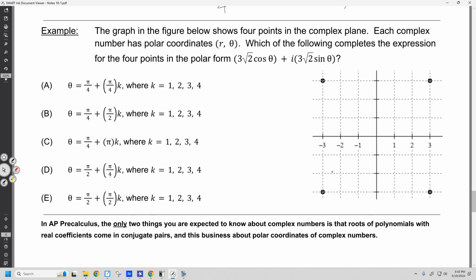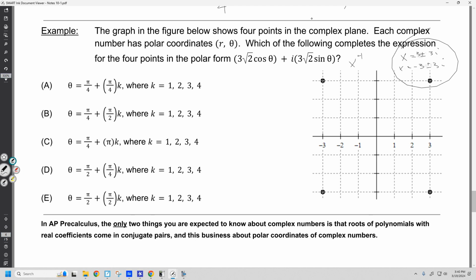Guess what? These points all represent solutions to some crazy equation. There's some sort of x to the 4th equation that has 4 solutions, all 4 of which are complex. The solutions are x equals 3 plus or minus 3i and x equals negative 3 plus or minus 3i. And this is what all 4 of those solutions look like.